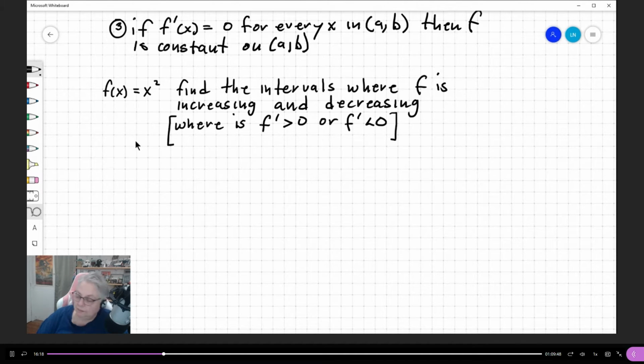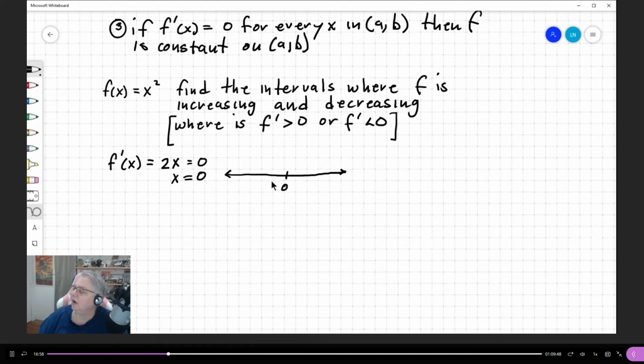So the first thing I need is f prime. F prime of x, the derivative of x squared, is 2x. So I want to know where 2x is positive or negative. One thing that's going to help me there is to find out where it's 0. So this is equal to 0 at x equals 0. And if I do a sign line, remember the sign lines from pre-calc? If I do a sign line for the derivative, then I could put test points in here, but I think that's kind of silly at this point.